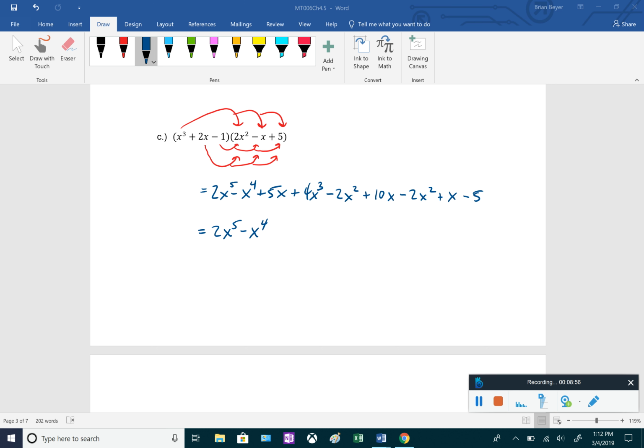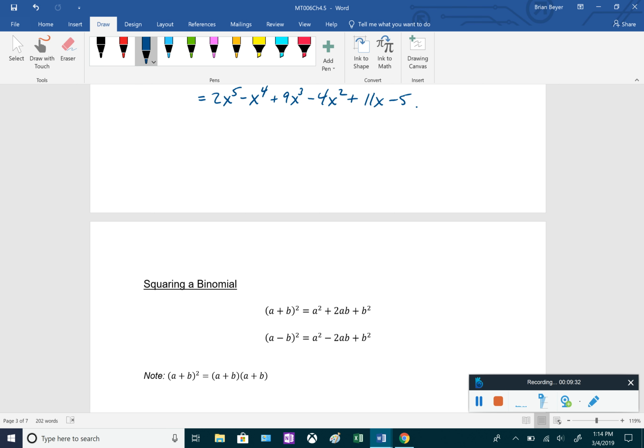And I just realized that I forgot to put the cubed on that 5x cubed for that third term. Hopefully I said it correctly. I just forgot to copy it down. So we have 5x cubed plus 4x cubed. That's going to give us plus 9x cubed. Negative 2x squared minus 2x squared is negative 4x squared. 10x plus x, we get plus 11x, and then minus that 5. So that should be our final answer for that one.